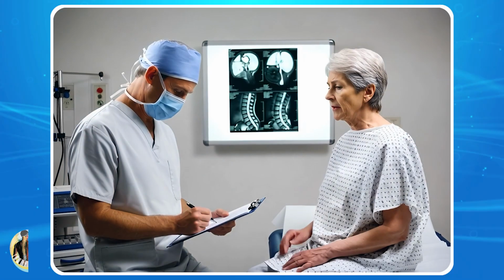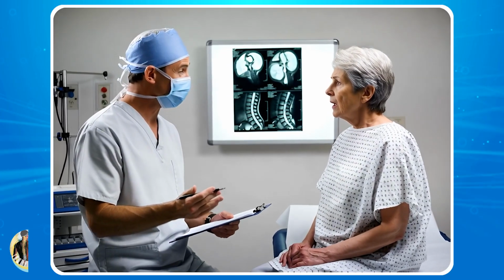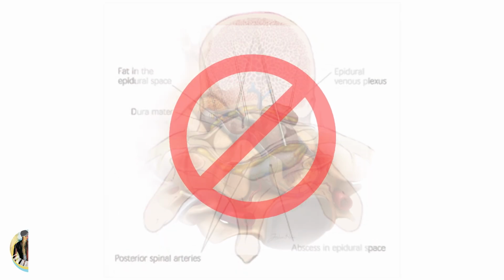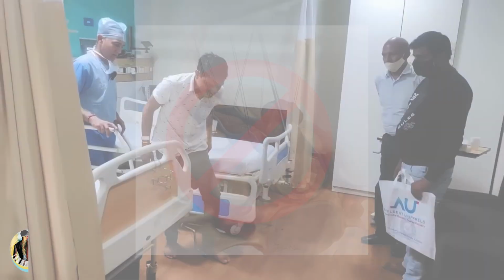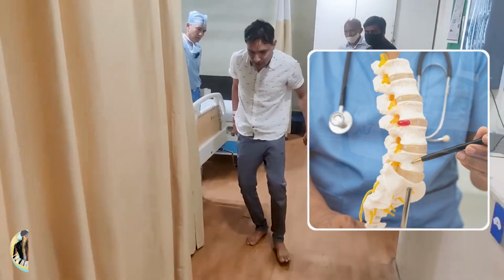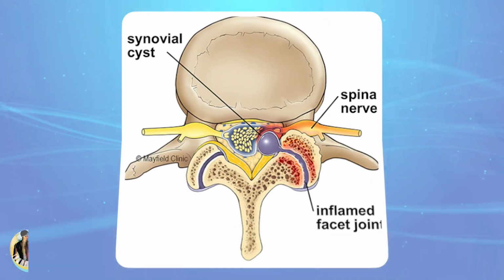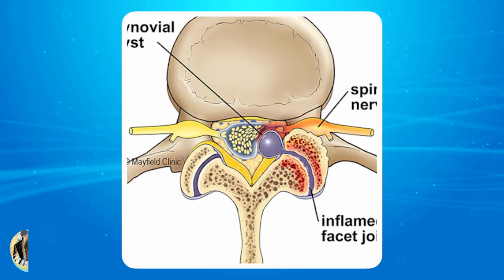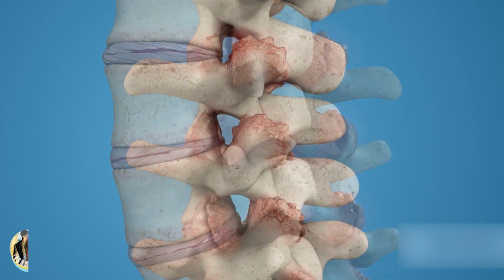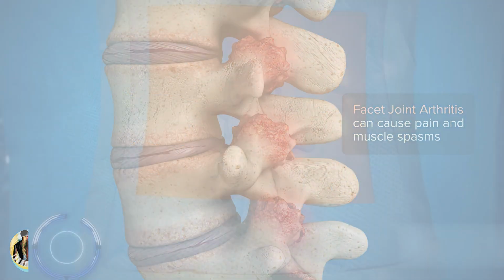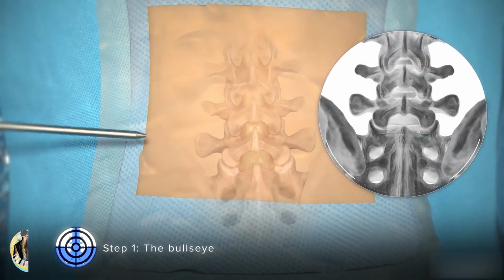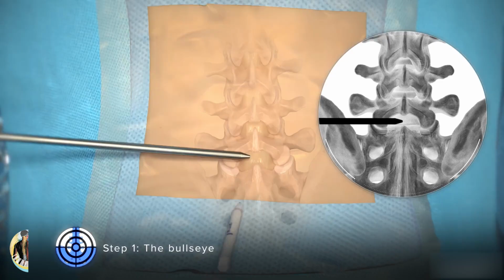If this is your current reality, you must listen very closely. You do not have a tumor, and you do not have cancer. The pain in your leg is absolutely real, but it is not coming from the front of your spine. Today, we will explain the physical mechanics of a synovial cyst, how severe arthritis has caused your spinal joint to leak fluid, and exactly how we safely remove this highly pressurized bubble to permanently stop your sciatica.